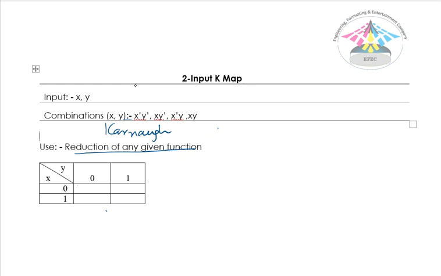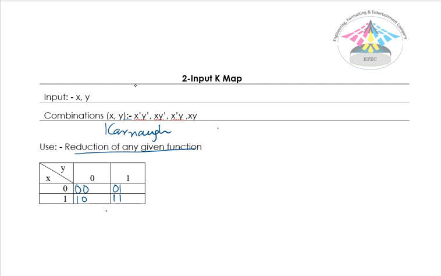So this first square is 0, 0. This is 0, 1. Then 1, 0 and 1, 1. Hence, in each combination, the first digit represents x and the second represents y.